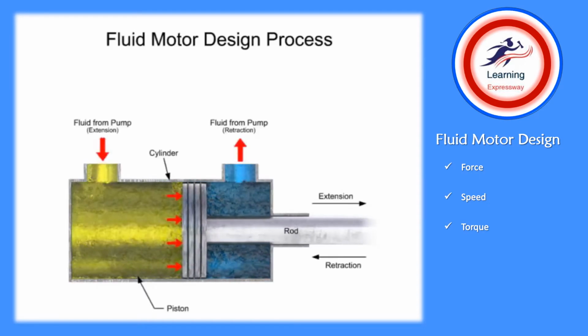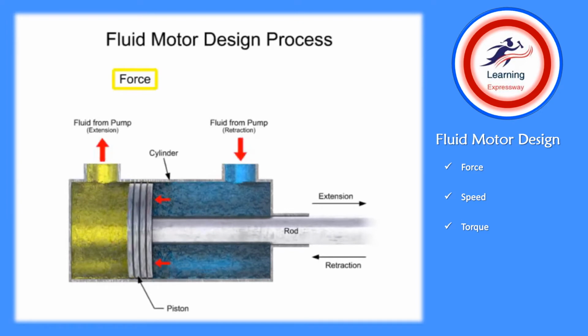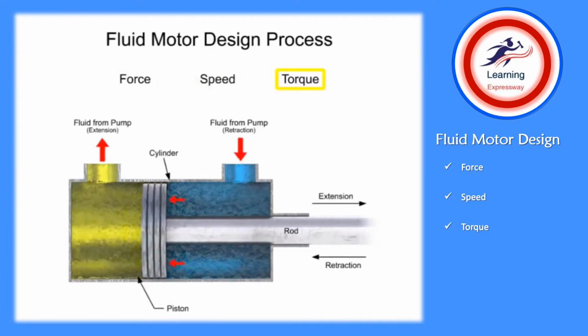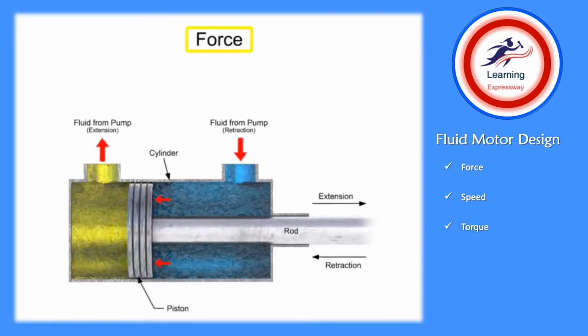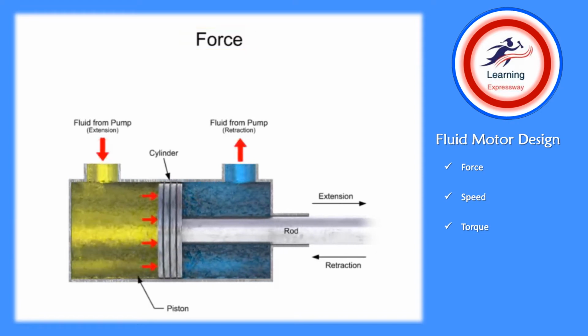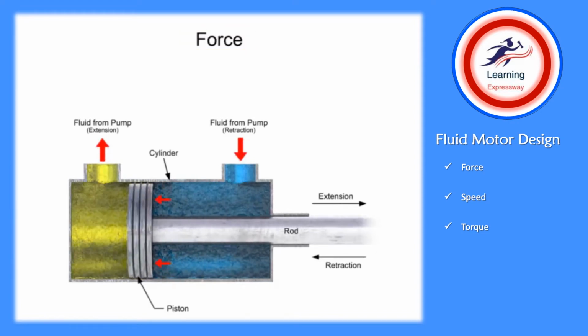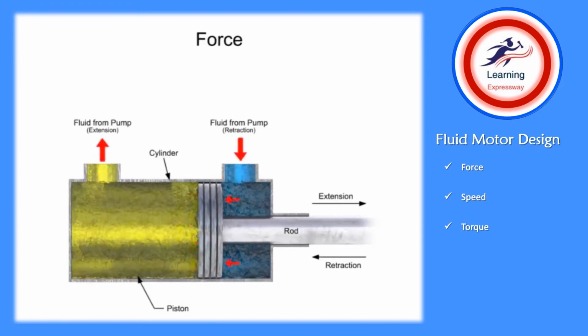With most fluid power applications, the design process starts by determining the force, speed, or torque required to accomplish the job. Force is defined as a strength which, if sufficient, will cause motion in a movable body. It always acts in a linear motion and in fluid power is applicable only to cylinder operation.